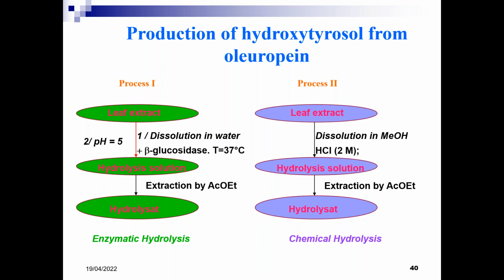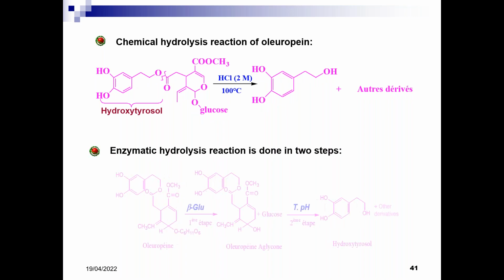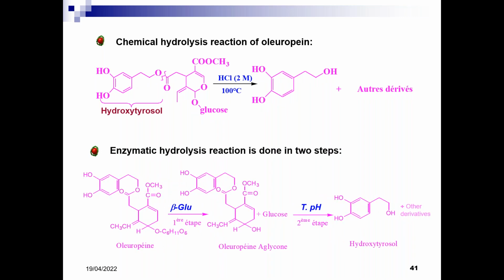We have tried two ways. The first way is by enzymatic hydrolysis and the second way by chemical hydrolysis. And we will see what we obtain. By chemical hydrolysis, we obtained only one compound, hydroxytyrosol, and other derivatives. However, enzymatic hydrolysis is in two steps. The first step is to obtain the oleuropein aglycon, also an interesting compound, and the second step to obtain hydroxytyrosol, which is a very interesting compound, which can be used in several fields such as pharmaceutical, food, and others.